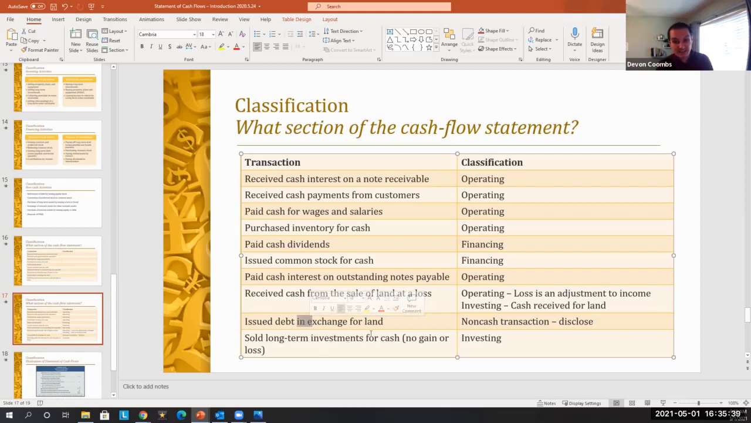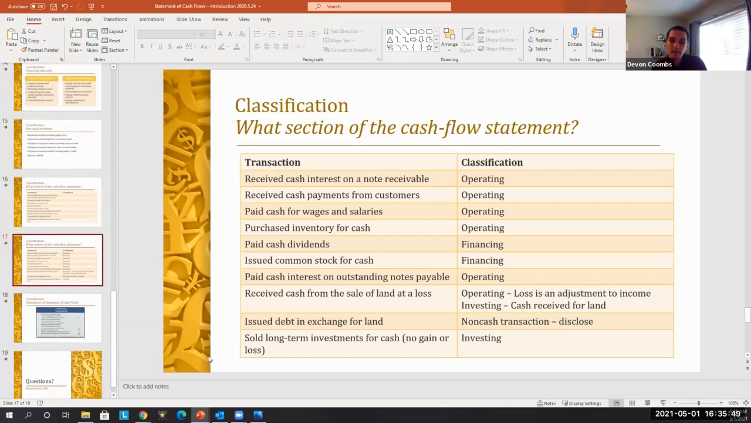What if we issue debt in exchange for land? We're talking about a non-cash transaction, right? There's debt and land. There's no cash in there. So that would be just a non-cash transaction, and we would disclose it. And then lastly, sold long-term investments for cash. Investments are a long-term asset, and because it's for cash and there's no gain or loss, it's an investing activity.